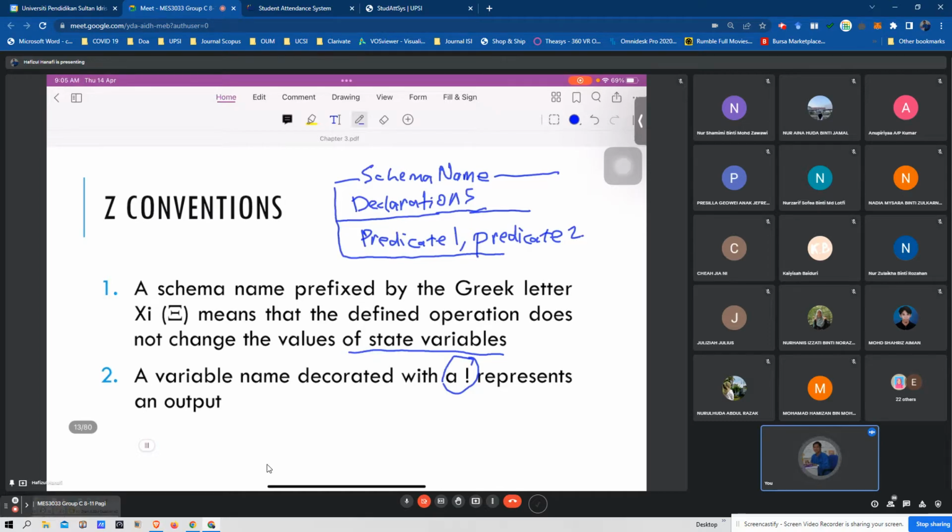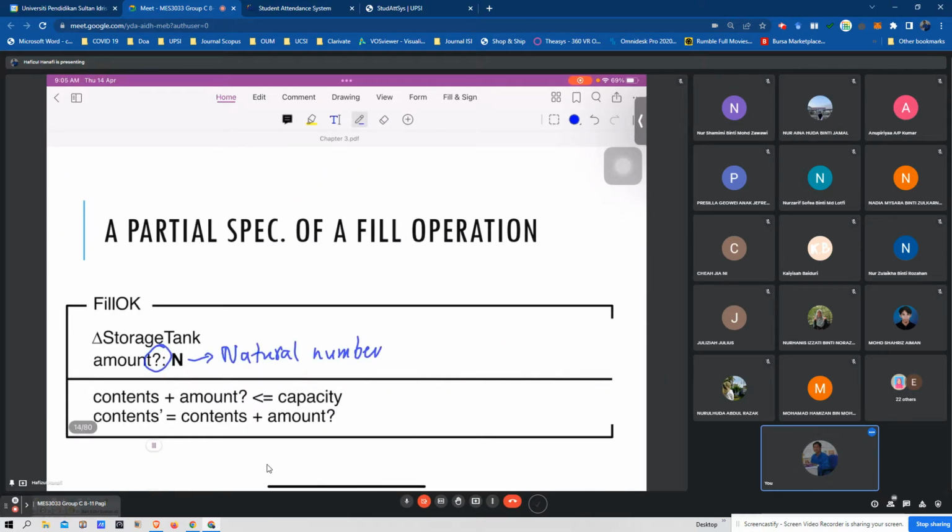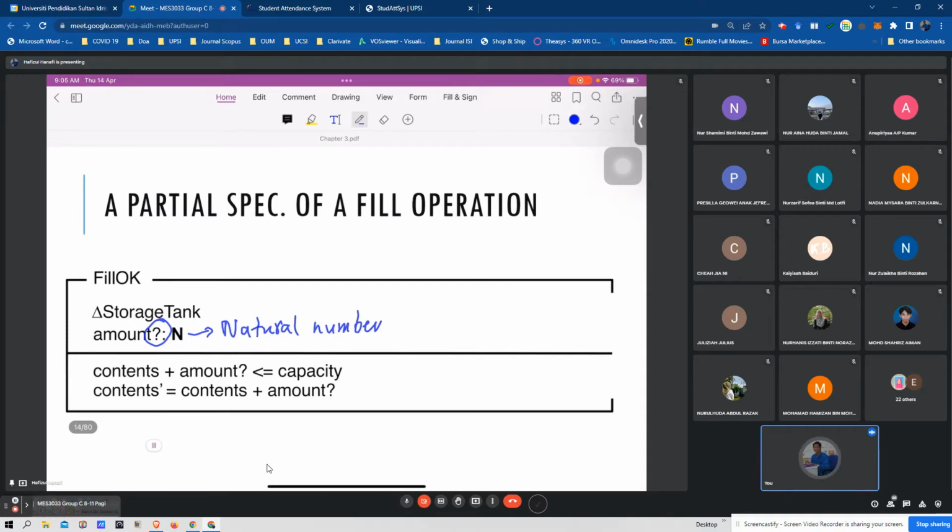Normally the two-dimensional graphical notation explains the state spaces and also the operations. Okay, this one, fill. We have delta here because the storage tank will be changed. It keeps changing because the amount is a natural number, and then the content equals content plus amount as an input. Input here is less than or equal to capacity.